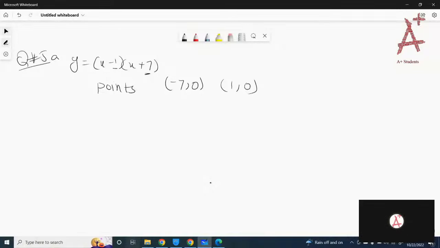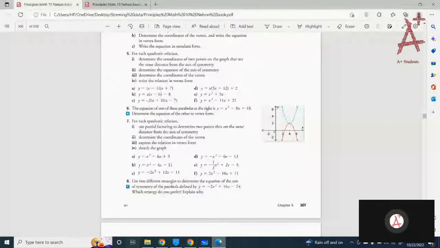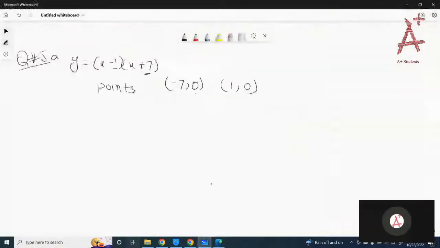For the second part, you have to find the equation of the axis of symmetry. You can use these points. The equation of the axis of symmetry is exactly midway between the points. So it would be x equals negative 7 plus 1 over 2. Negative 7 plus 1 is negative 6, over 2, and that is negative 3. So the equation of the axis of symmetry is x equals negative 3.